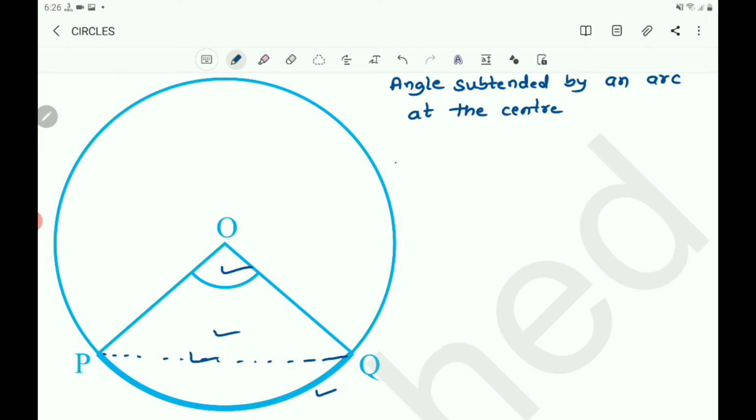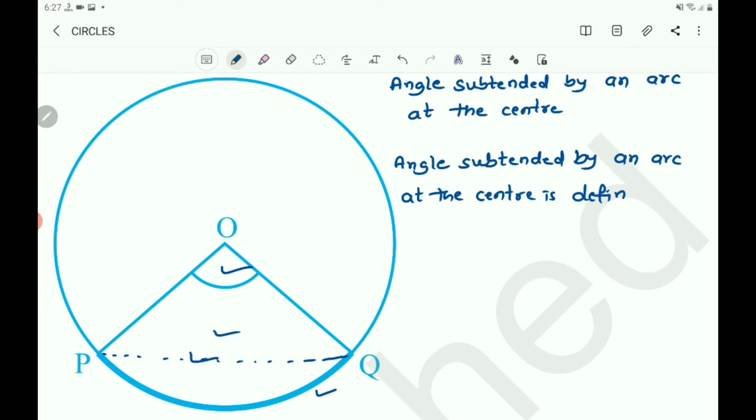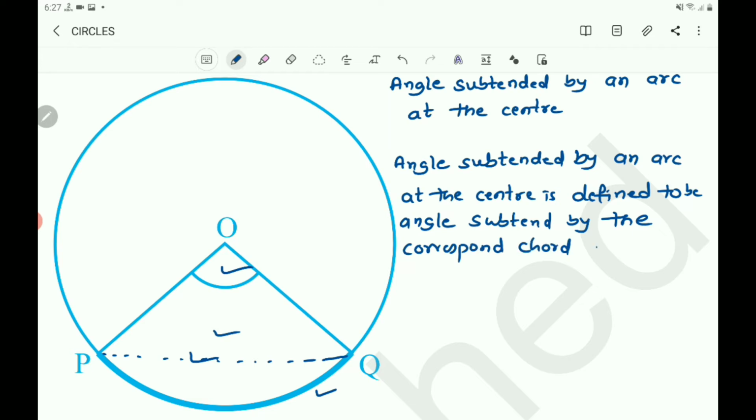So write: the angle subtended by an arc at the center is defined to be the angle subtended by the corresponding chord at the center.